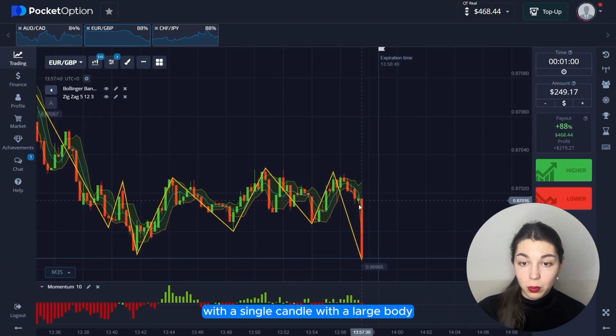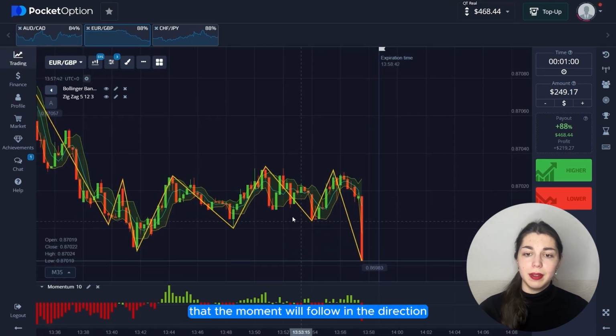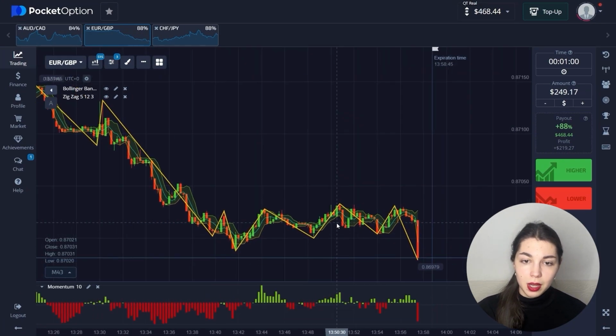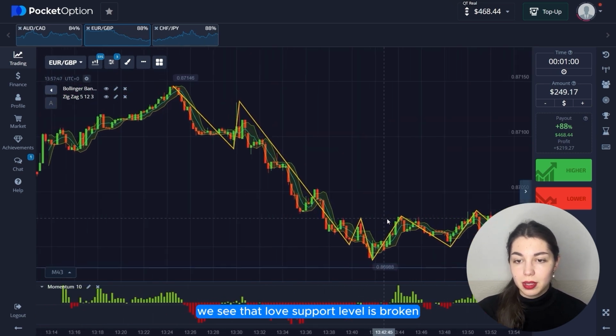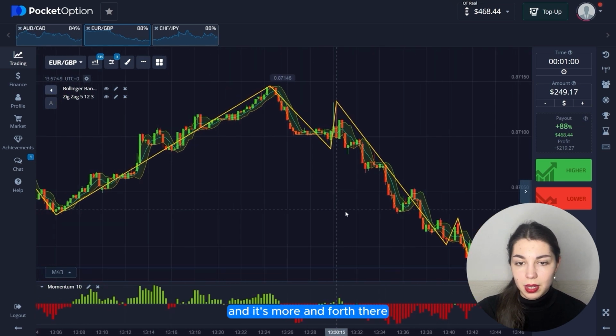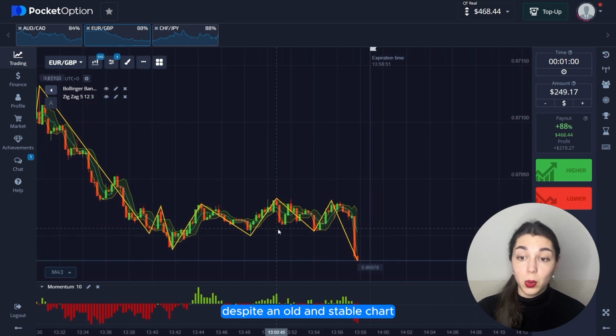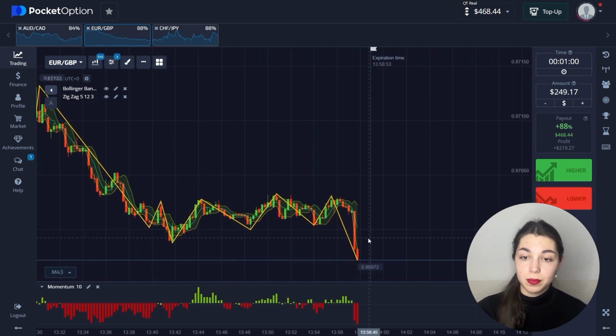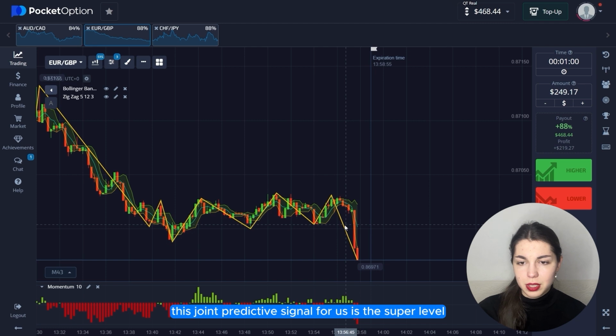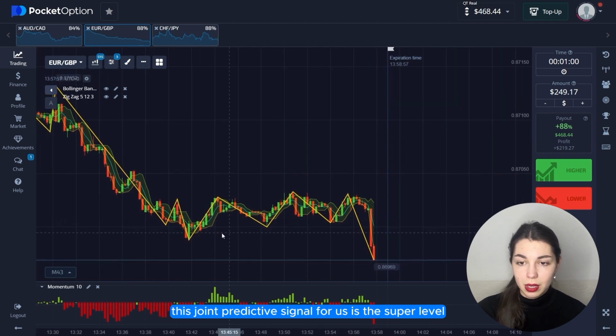With a single candle with a large body, it's more likely that the momentum will follow in the direction. We see that the lowest support level is broken and it's moving further. A good moment to enter the trade despite the overall unstable chart. The strong predictive signal for us is the super level.